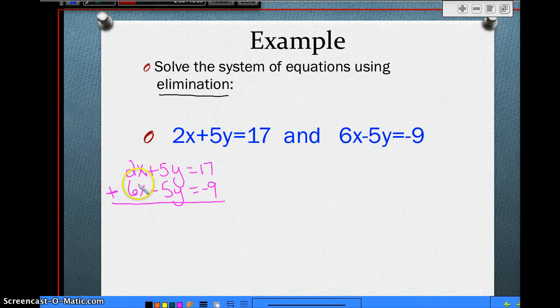So let's go ahead and add them. 2x plus 6x is equal to 8x. 5y plus a negative 5y cancels, that's why they call it elimination. And 17 plus a negative 9 is 8.